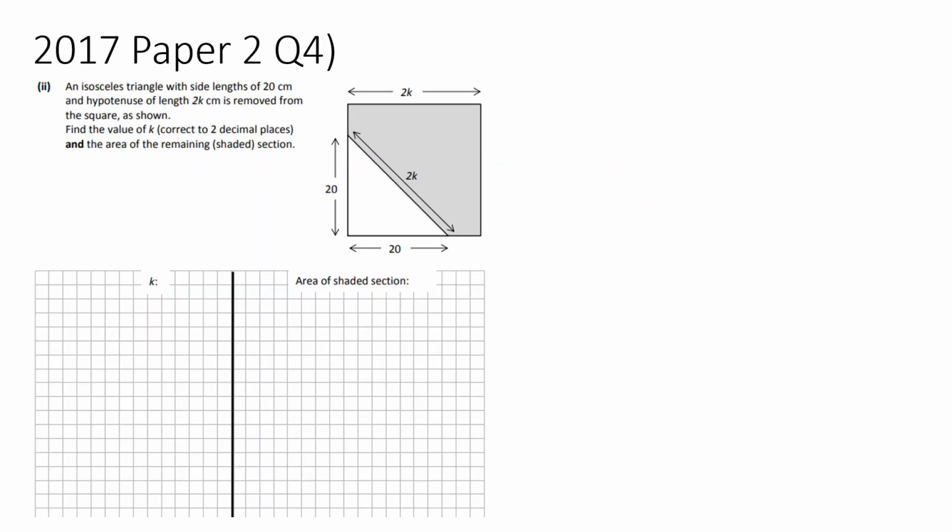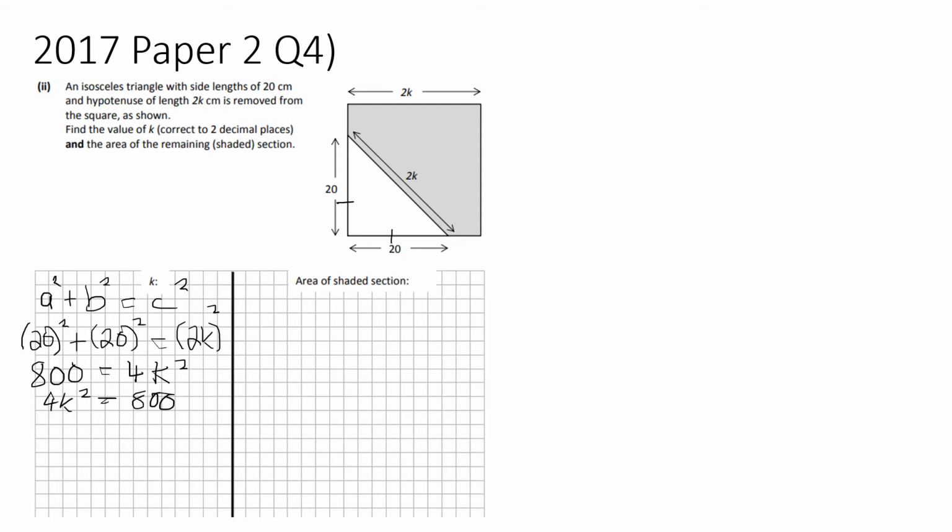Here you've got an isosceles triangle, so two sides are equal in measure, and they have a hypotenuse of length 2k, and what we're trying to do here is find the value of k. We know that we're going to have to use Pythagoras Theorem, so a squared plus b squared is equal to c squared. I'm going to put in the a value here, which is 20, b here is also 20, and c here is 2k. So 20 squared plus 20 squared is 800. 2k squared, be really, really careful. 2 by 2 is 4, k by k is k squared.